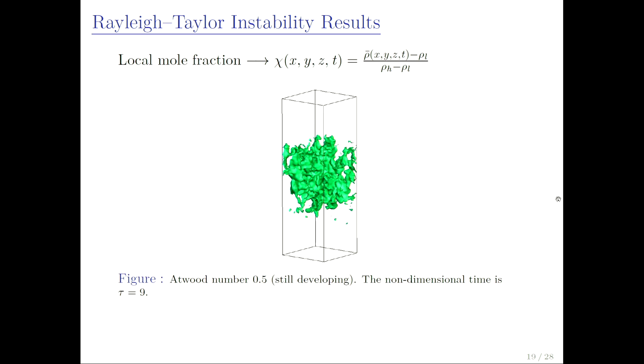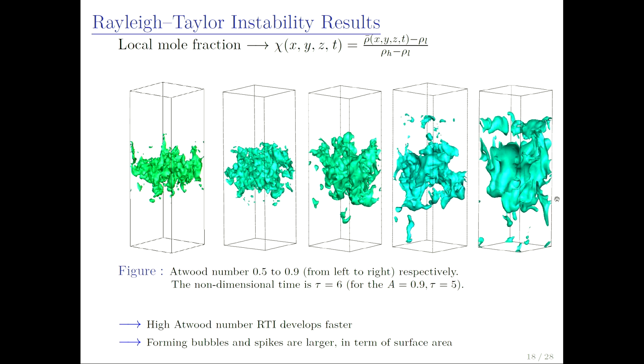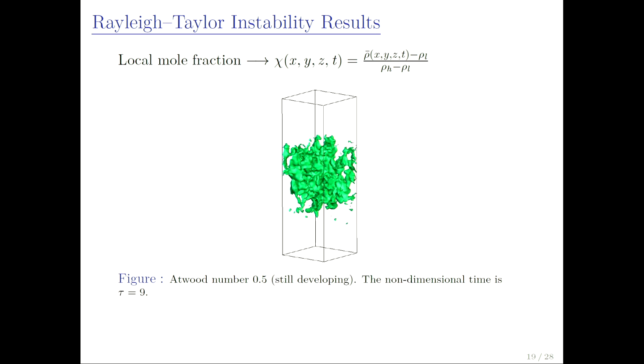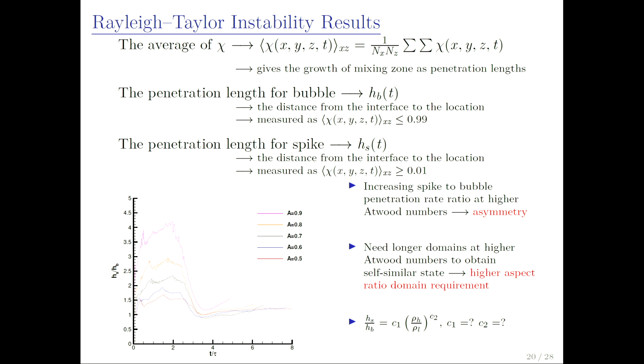Here we can see that for the high Atwood number, the Rayleigh-Taylor instability develops faster than the others, and the forming bubbles and spikes are larger than the others. You see this 0.5 is still developing when time is 9 in terms of local mole fraction. This is the last result I'll show you.